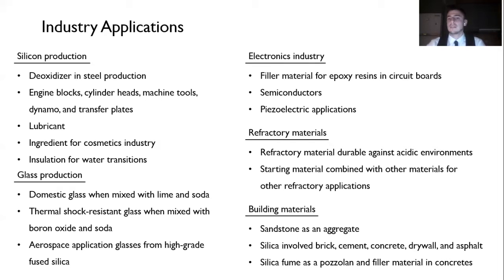For refractory materials, we have two options. Refractory material durable against acidic environments just by itself, silica, and starting with silica material combined with other materials for other refractory applications. So finally, for the building materials, sandstone as an aggregate, silica-involved brick, cement, concrete, drywall, and asphalt, and silica fume as a pozzolan and filler material in concretes can be given as examples.